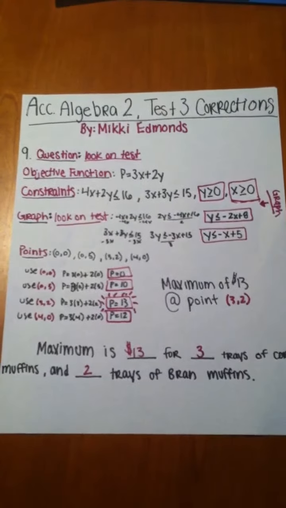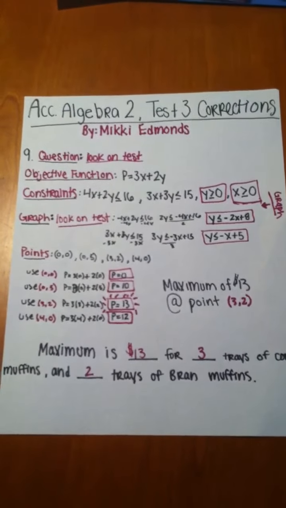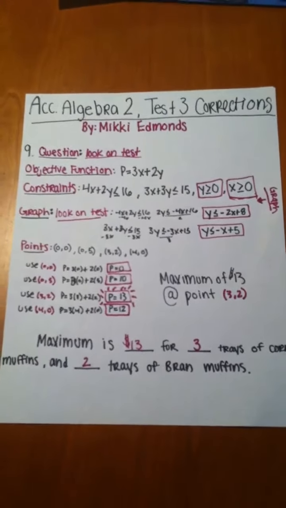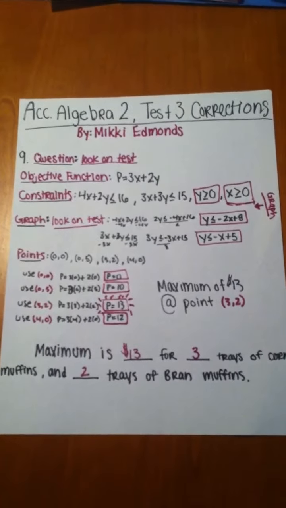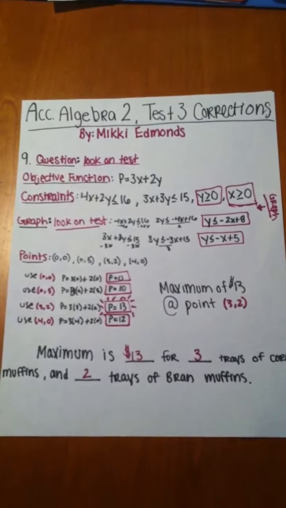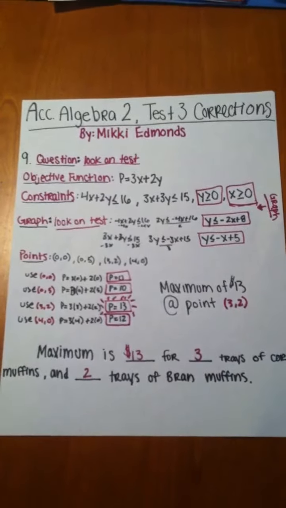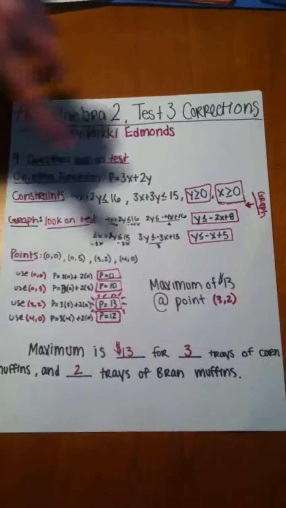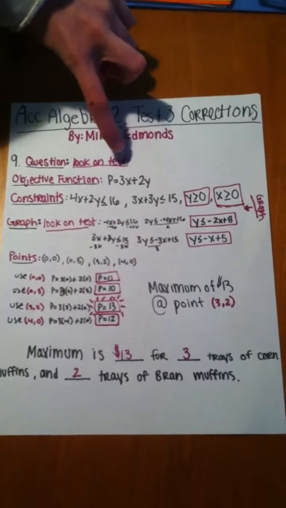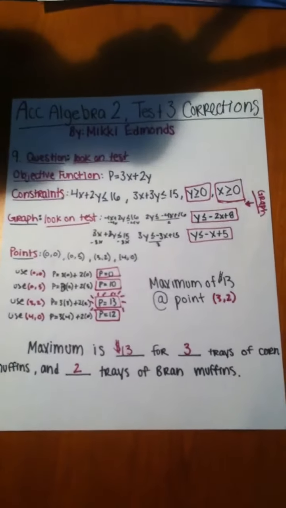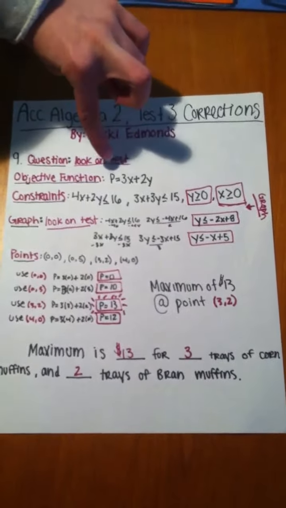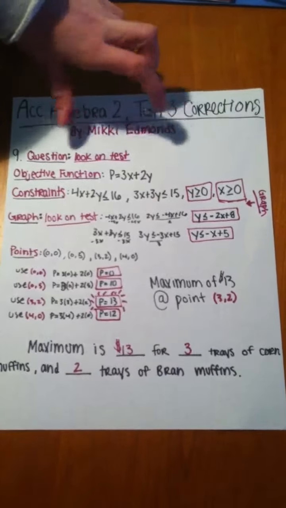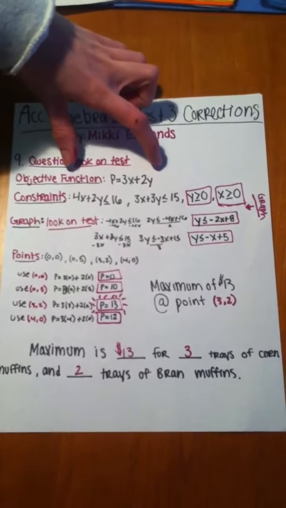So X is for corn muffins and Y is bran muffins. First you have to write an objective function, and I did $3 because you have $3 for corn muffins, so that's P, the profit, is equal to 3X plus $2 per tray of bran muffins, plus 2Y. So you have P is equal to 3X plus 2Y. That's what you use in the end to find the profit.